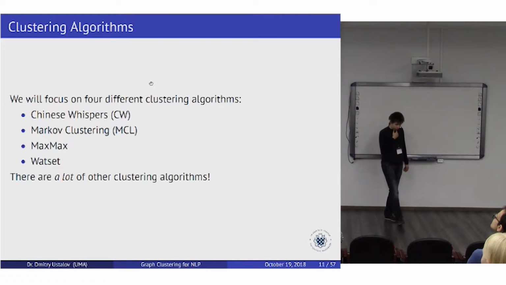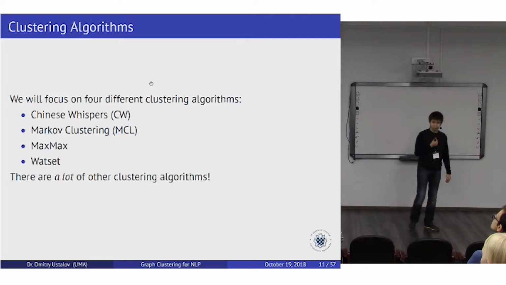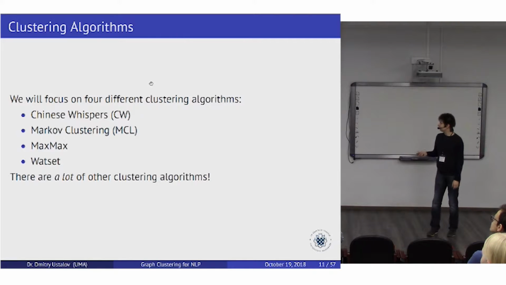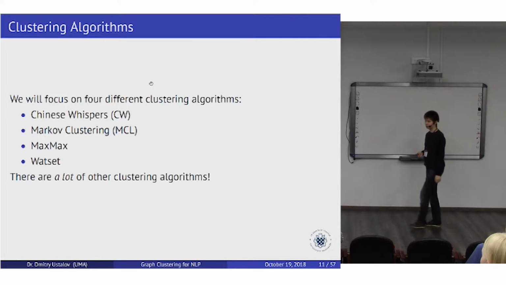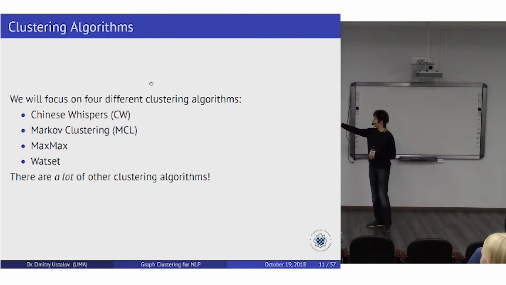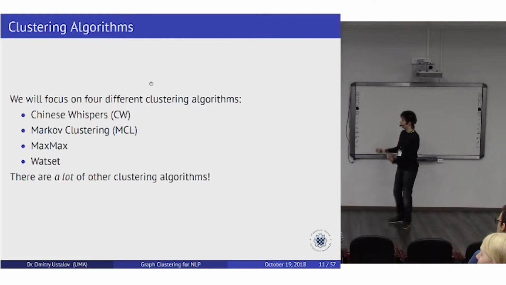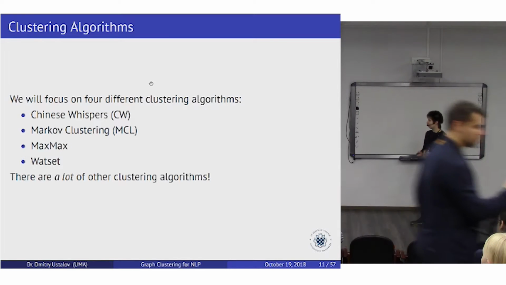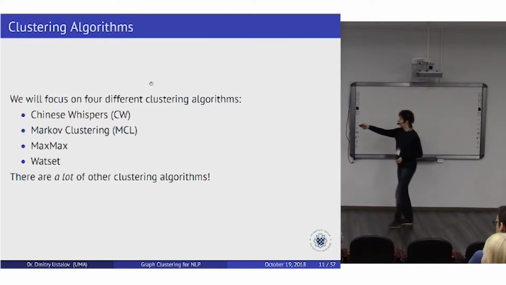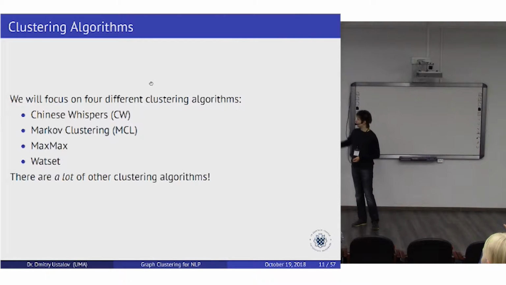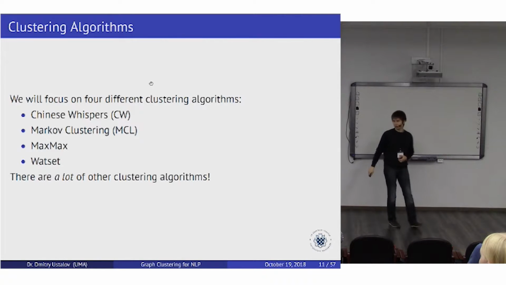In this tutorial, I will be focusing on 4 different graph clustering algorithms. The first one is called Chinese whispers. The second is Markov clustering. Both are very simple, fantastic algorithms which work very well. Both are hard clustering algorithms. And then I will go further to soft clustering algorithms like MaxMax and WhatsApp.